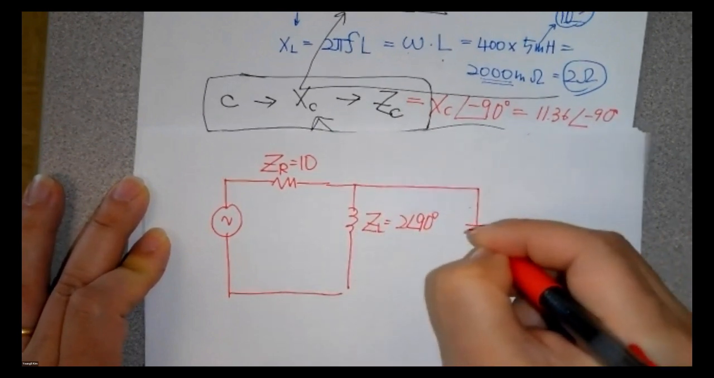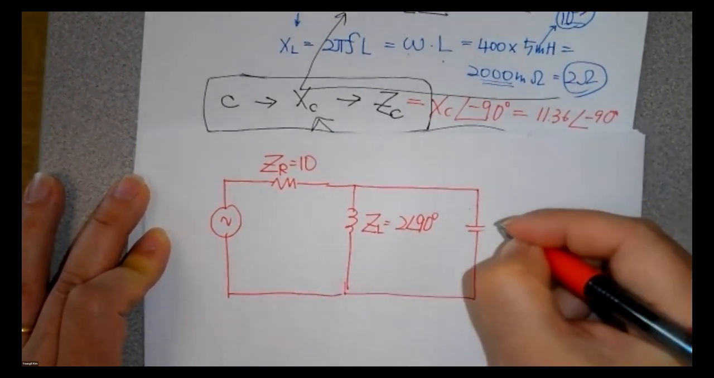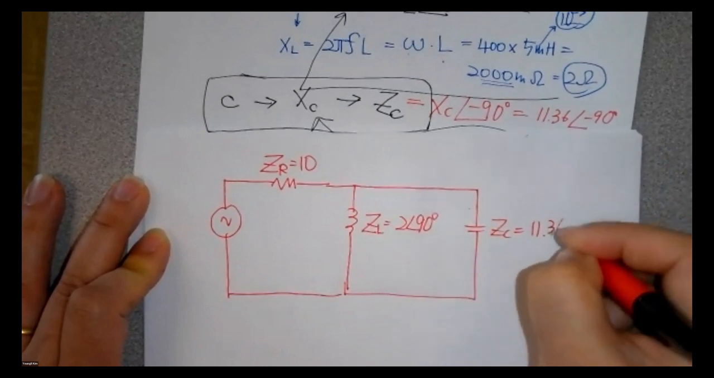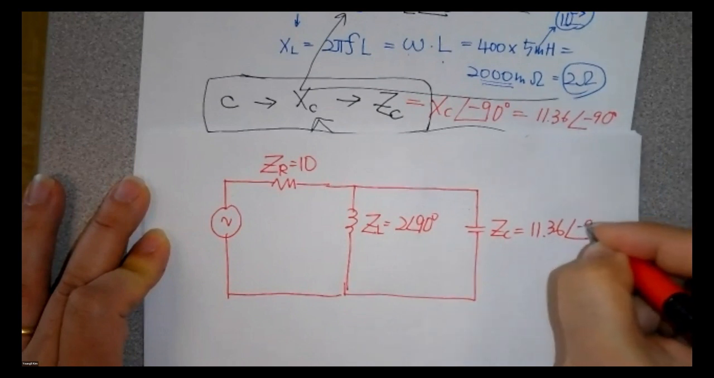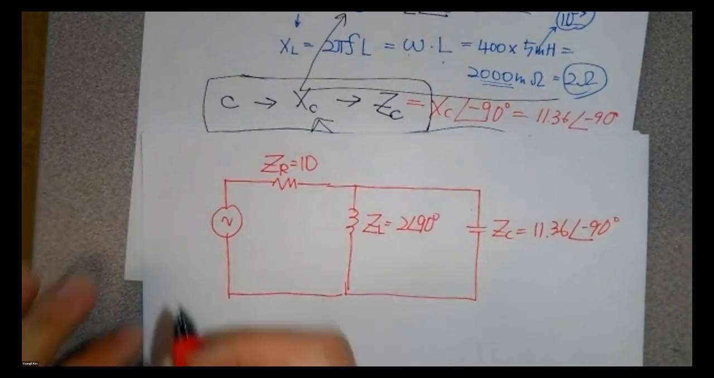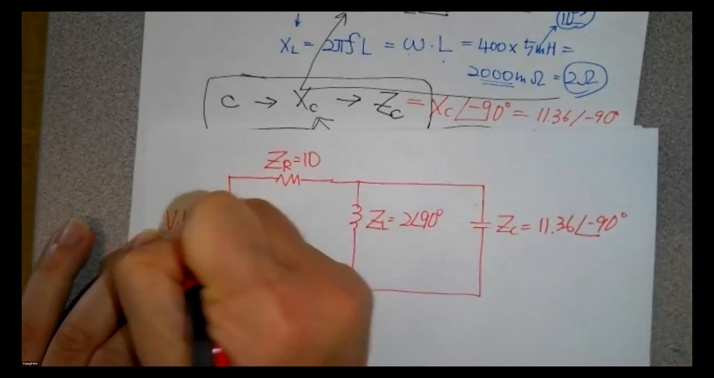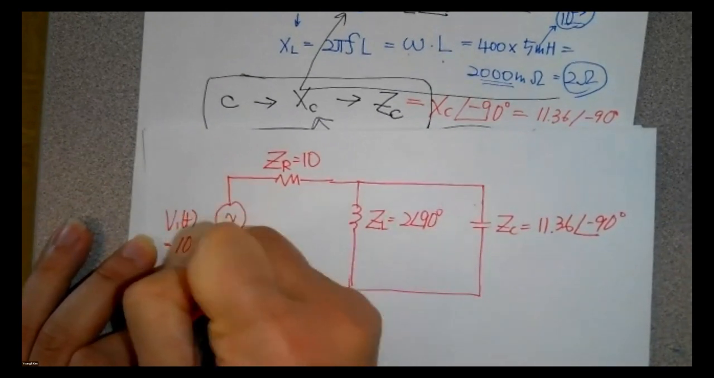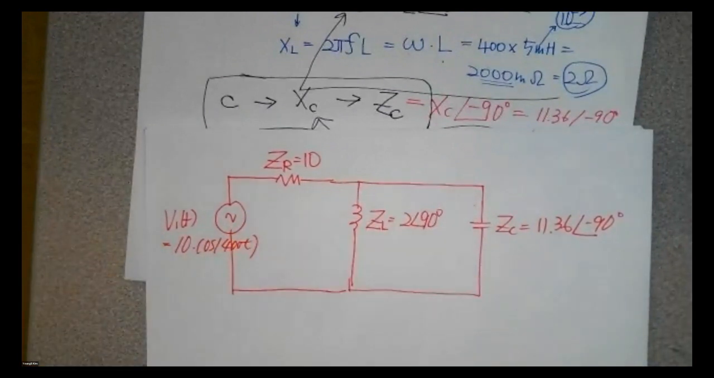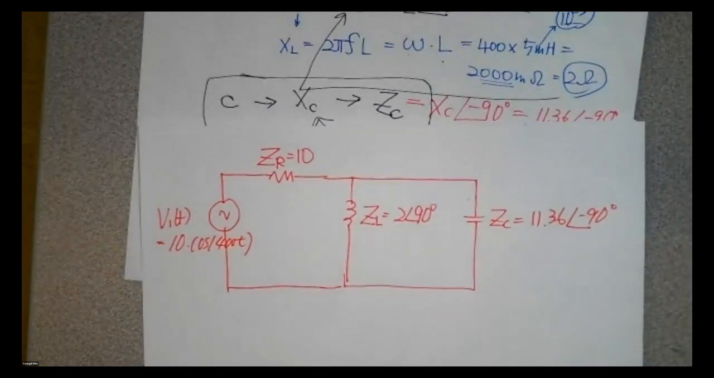And that is the capacitor. Okay, the capacitor Z sub C is 11.36 at minus 90 degrees here. And V sub 1 of t is 10 times cosine 400t here. All right, so we're done.